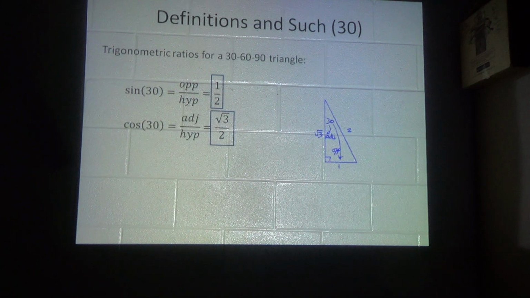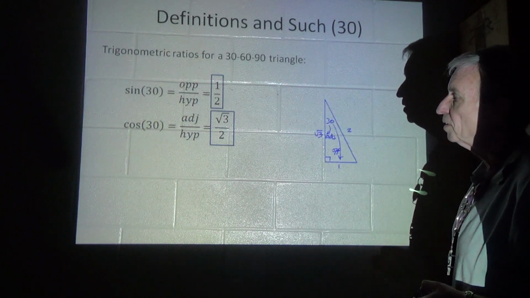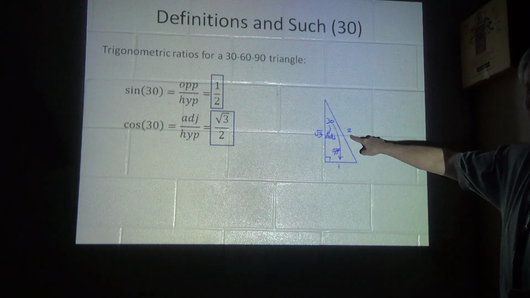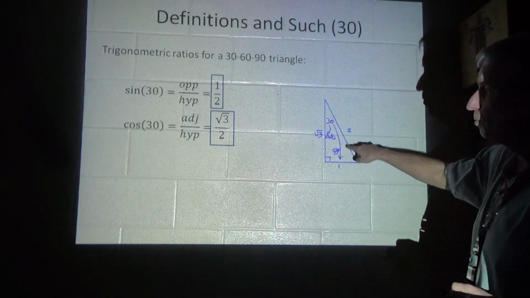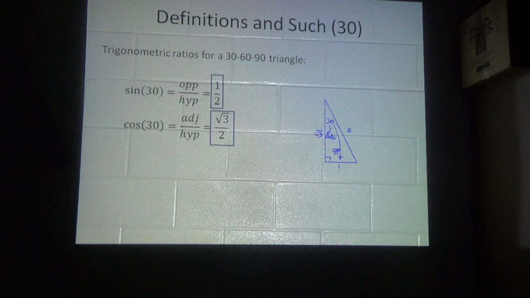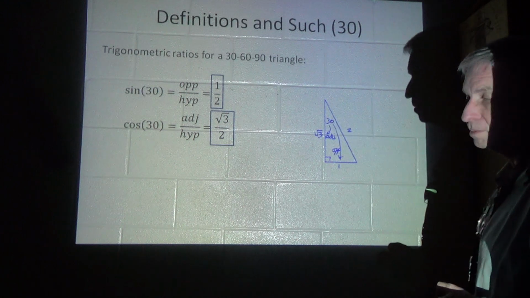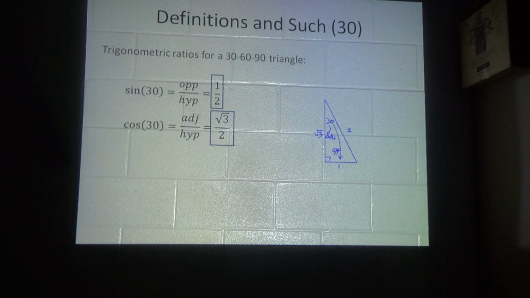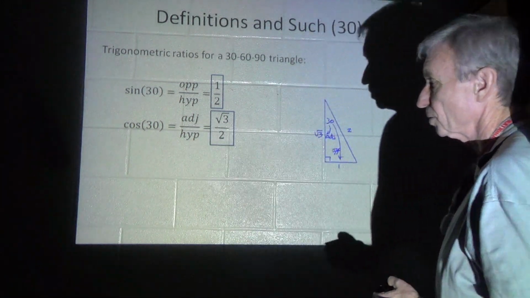The cosine of 30 degrees is going to be the adjacent leg, which is this one right here, divided by the hypotenuse. So this gives us the square root of 3, which is this one, over 2. So that's our cosine. Once again, the adjacent leg to whatever angle it is, whether it's 30 degrees or something else, the definition of the cosine is always the adjacent leg divided by the hypotenuse.